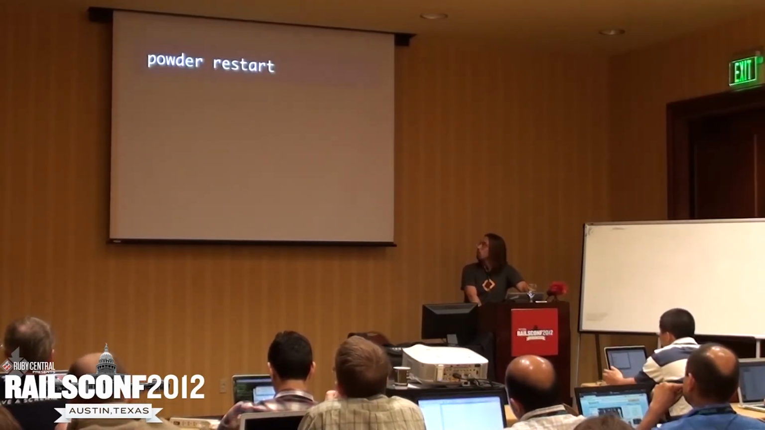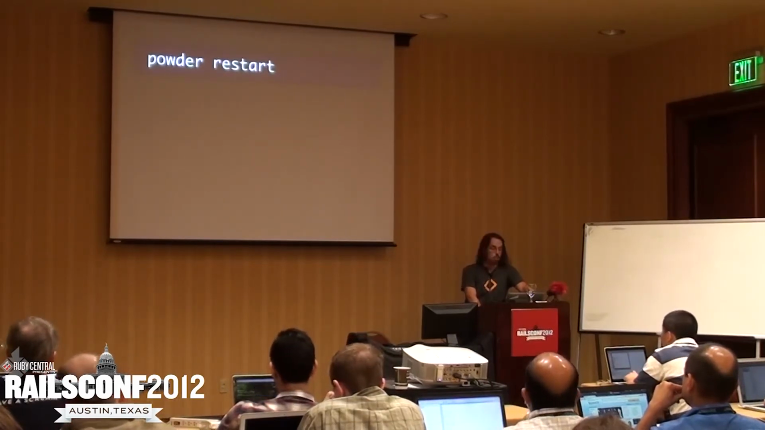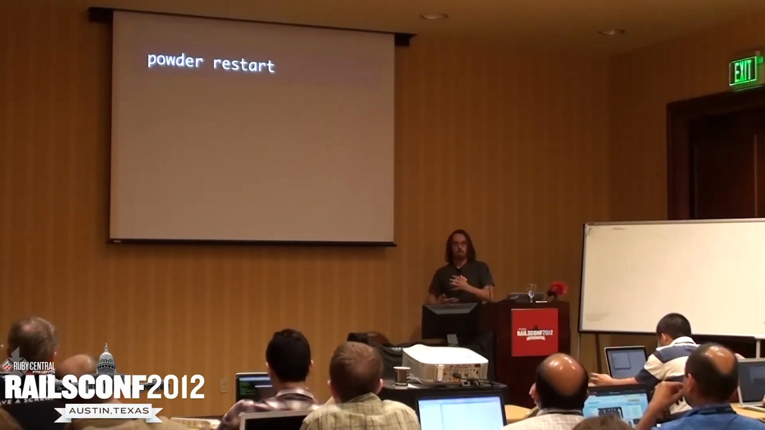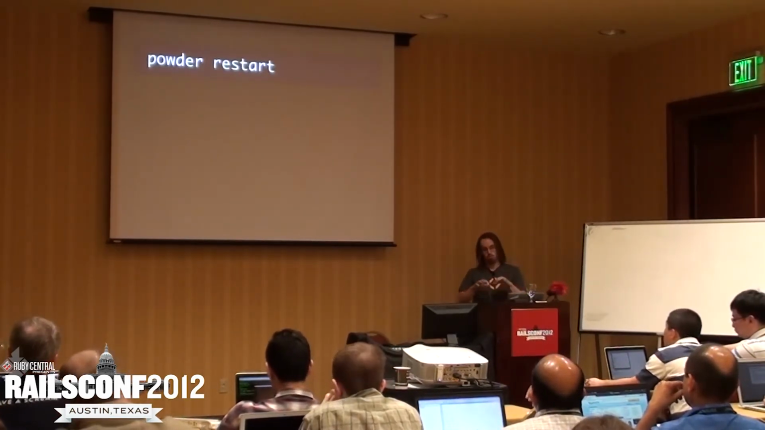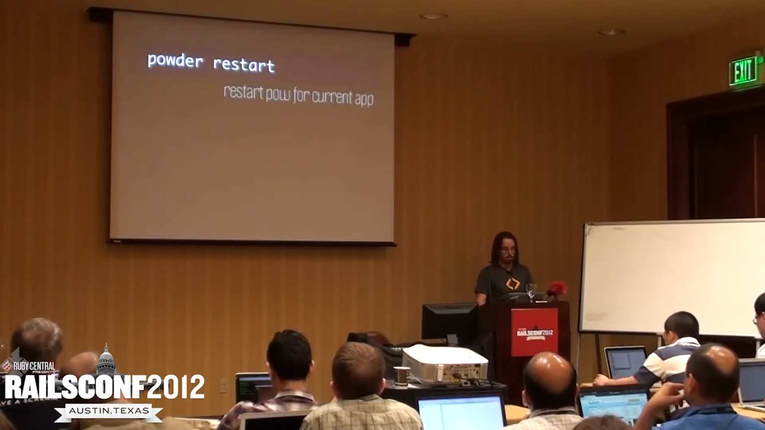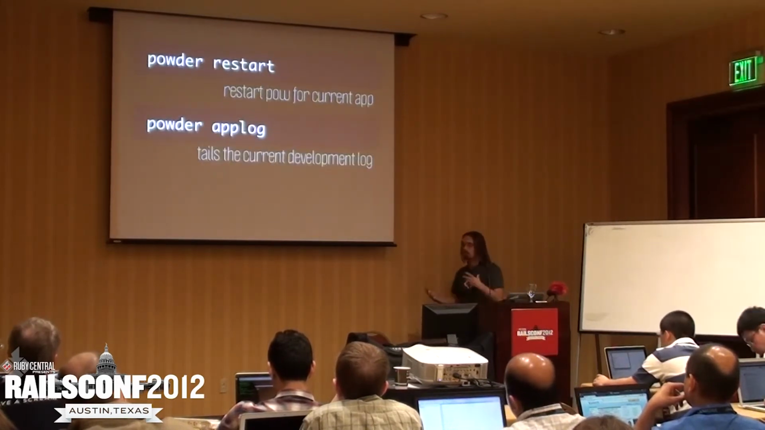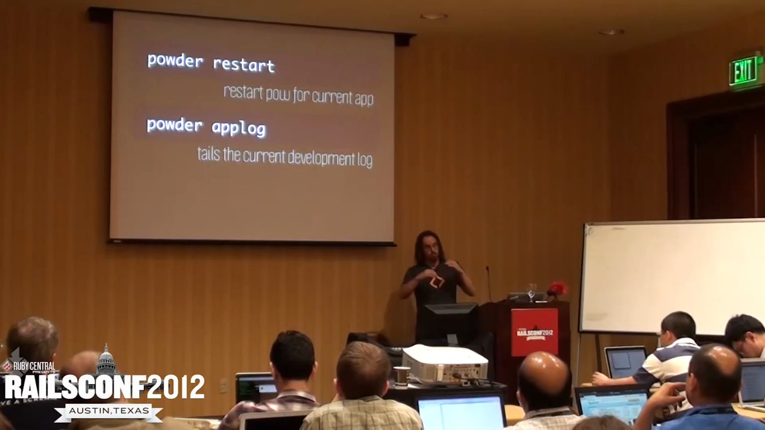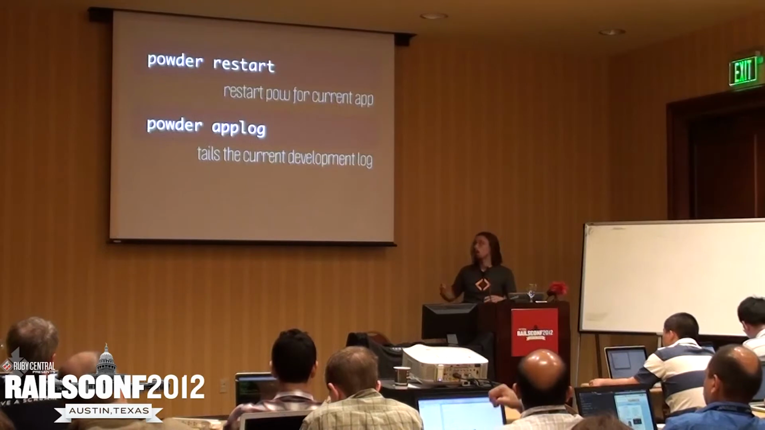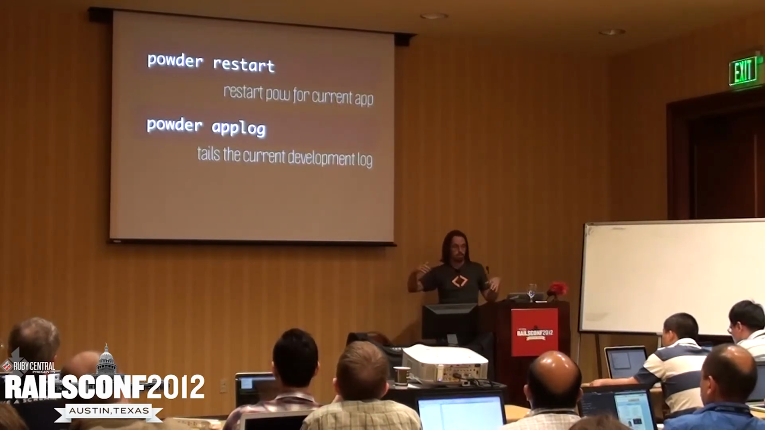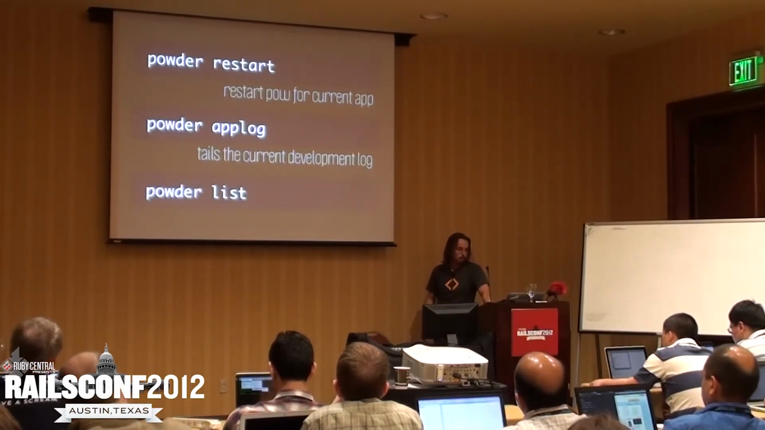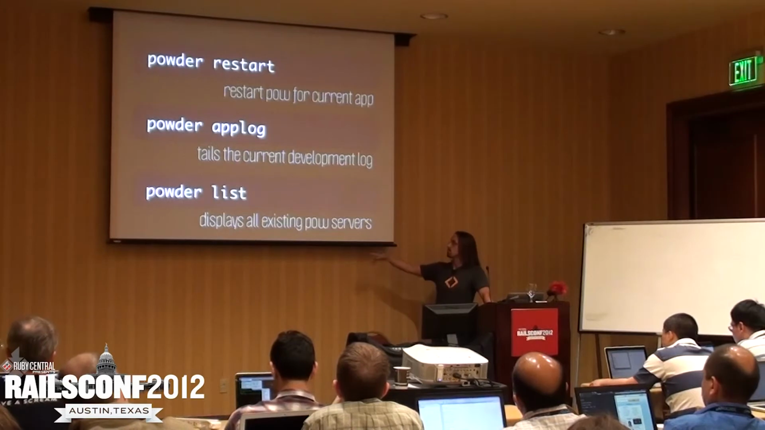There's a bunch of other commands that you can use. You can restart your server, which comes in handy a lot of the time because you want to change some configuration settings and you don't have this Rails server in the command line. It's just there. And that's really useful. App log will show you the log. So whenever you start Rails server, you'll see in your command line a list of events, logs, assets being accessed, all that stuff. App log gives you access to that. So you can directly see whatever's going on your development log right through there. And Powder list will list all the existing POW servers.